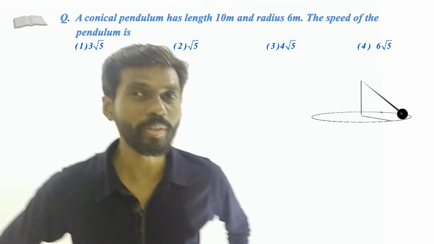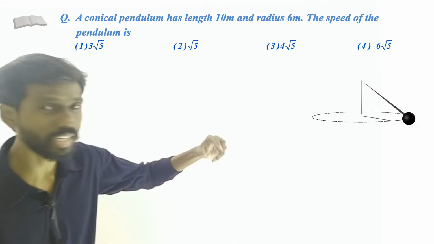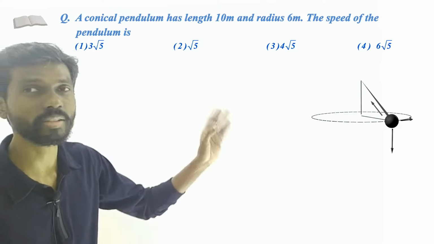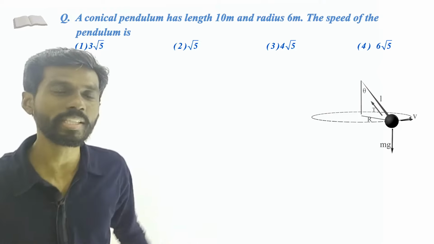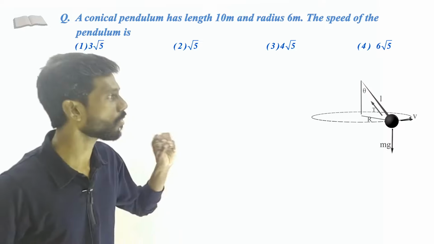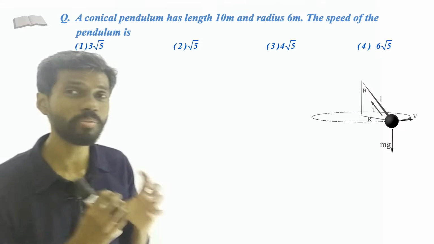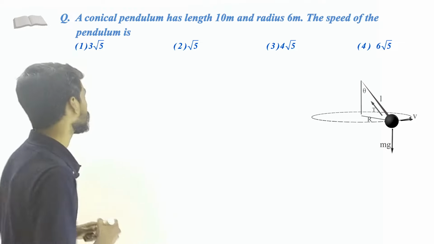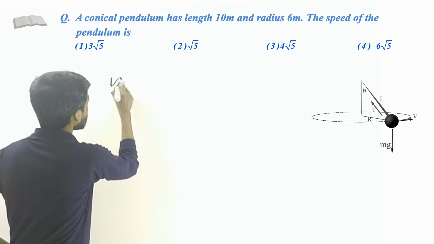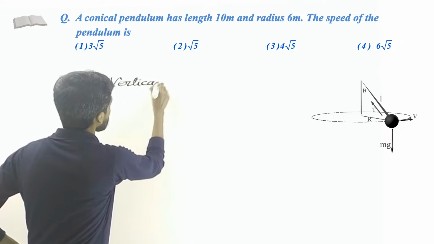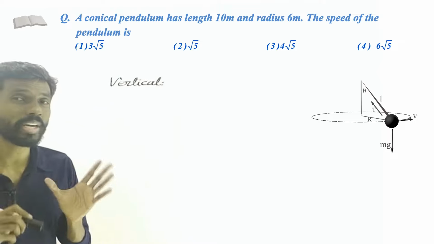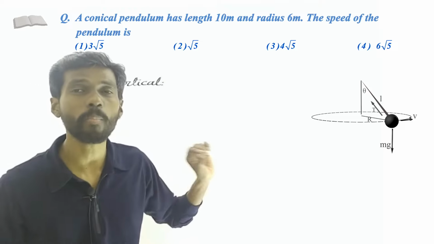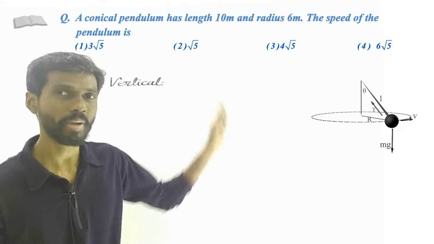Here also we have a pendulum, but a conical pendulum. It is moving in a horizontal circular path, but tension is acting in a different direction, not towards the center, so we have to take its component. The same idea. First of all, we will consider all the forces acting on this object in the vertical direction. So the component of T in the vertical direction: T is in this direction, now we have to take its component, with theta as the alternate angle.